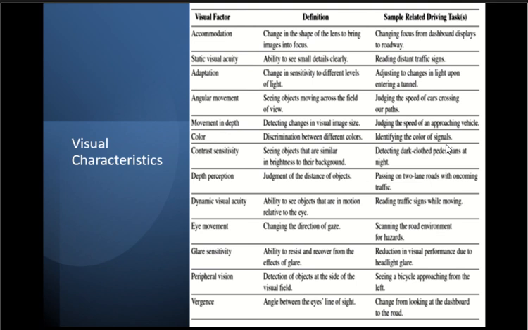Then we have static visual acuity, meaning looking at the details of an object in a static position. This is what they check in the eye test. In the eye test, you stand there, there is a board in front of you, and you read it. This is static visual acuity.